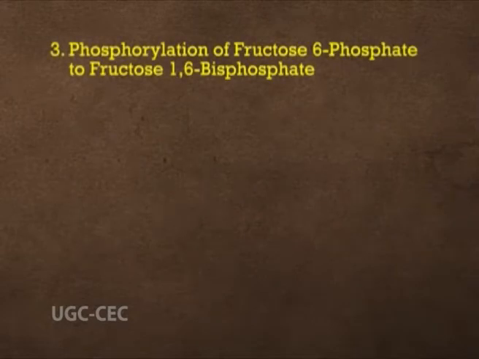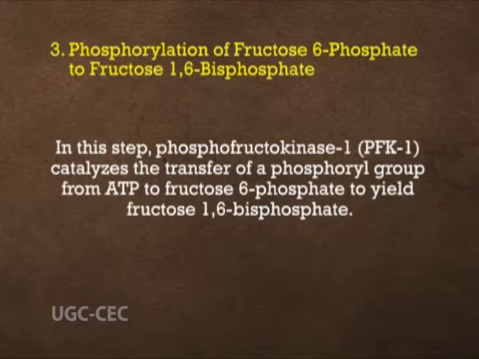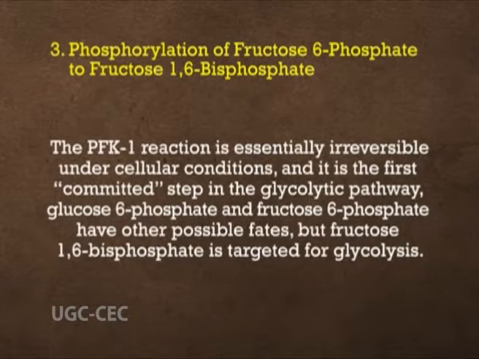Now let's look at the phosphorylation of fructose 6-phosphate to fructose 1,6-bisphosphate. In this step, phosphofructokinase 1, also known as PFK1, catalyzes the transfer of a phosphoryl group from ATP to fructose 6-phosphate to yield fructose 1,6-bisphosphate. The PFK1 reaction is essentially irreversible under cellular conditions, and it is the first committed step in the glycolytic pathway. Glucose 6-phosphate and fructose 6-phosphate have other possible fates, but fructose 1,6-bisphosphate is targeted for glycolysis.